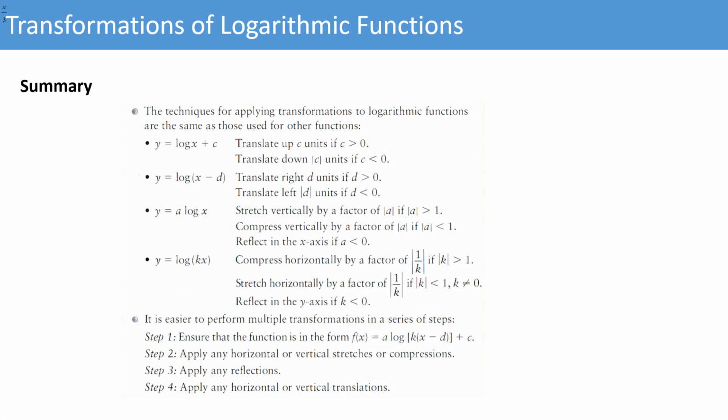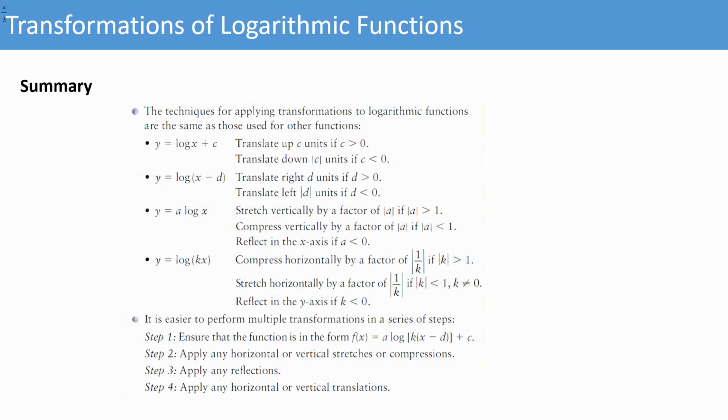So let's summarize. This I would add to my journal, my manual of key pieces of information, so you need this for the exam. So log of x plus c: c translates up if it's greater than 0, translates down if it's less than 0. Now inside the bracket, x minus d: if d is greater than 0, it translates to the right. If it's less than 0, it translates to the left.